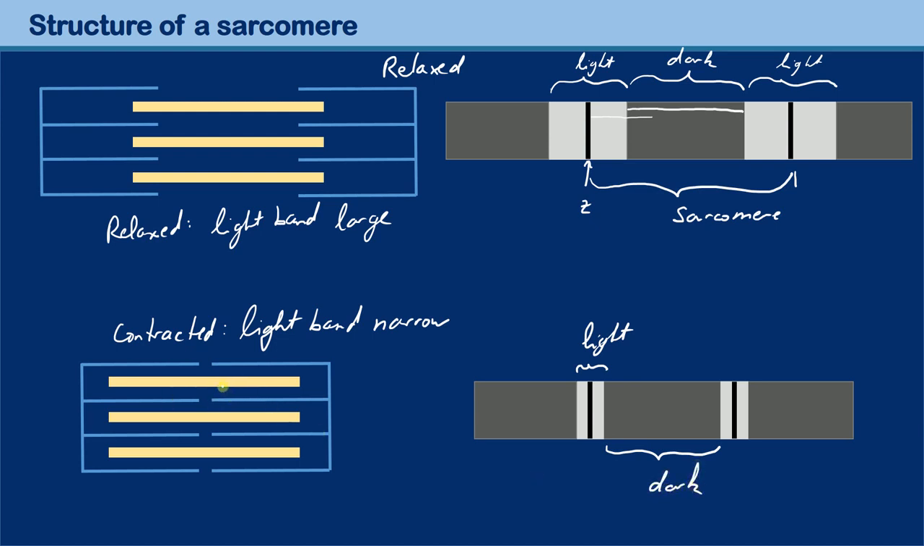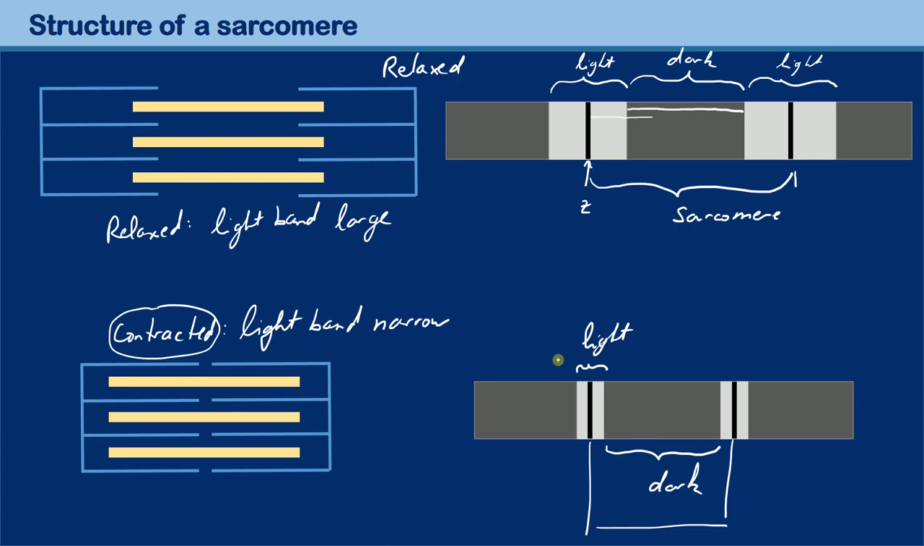It's simply that the light band got more narrow, and so the overall sarcomere, from Z line to Z line over here, has also contracted, of course. So the bottom line is, make sure that when the muscle is contracted, the light band is small. When it is relaxed, the light band is large. The dark band does not change, because the myosin does not become shorter. The myosin makes it dark, it does not change.